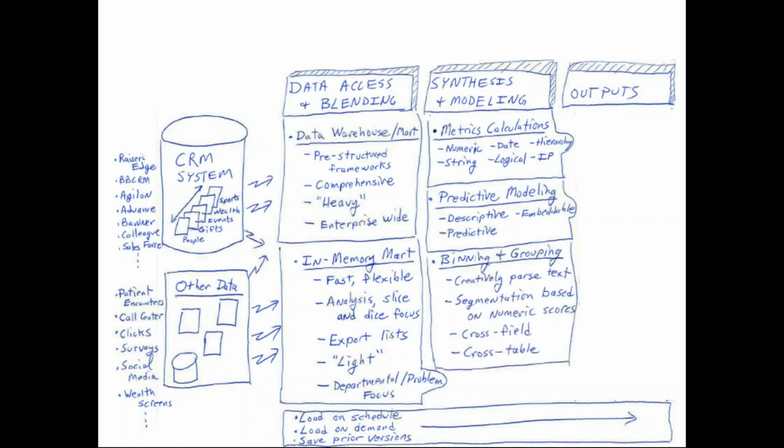The next thing is binning and grouping. We talked a little bit up front about parsing the job titles into categories, so you want to creatively parse text and group it, because there are a lot of dimensions like job title where, if you've got 6,000 of them, it's really hard to do anything with.